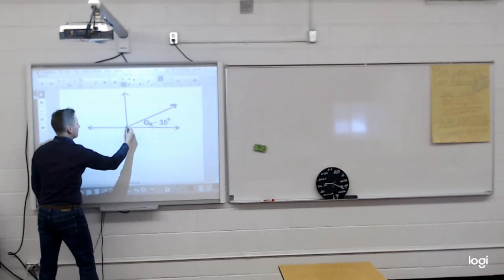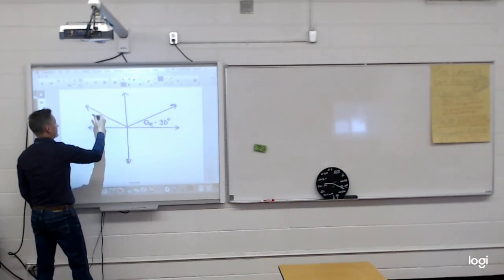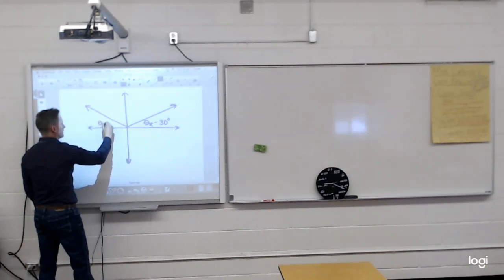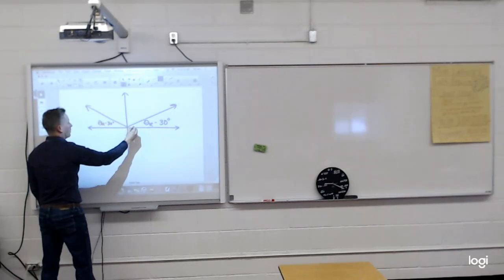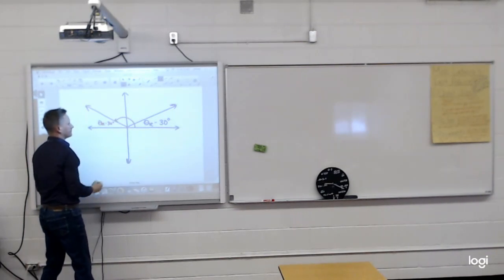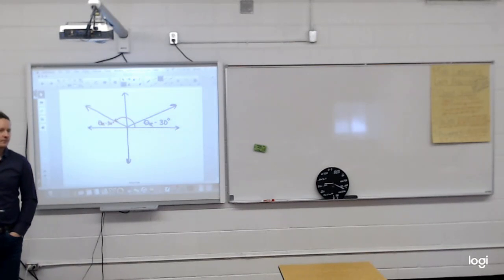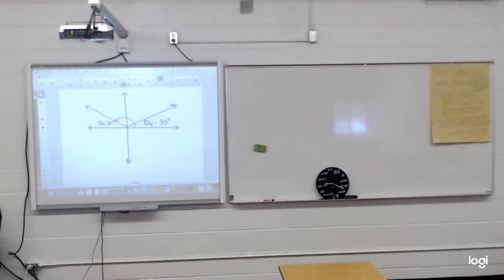So I go like this. Right there, my reference angle is 30 degrees. So what angle is that then? 150? 150 degrees. That's right. So 150 degrees has the same reference angle as 30 degrees.